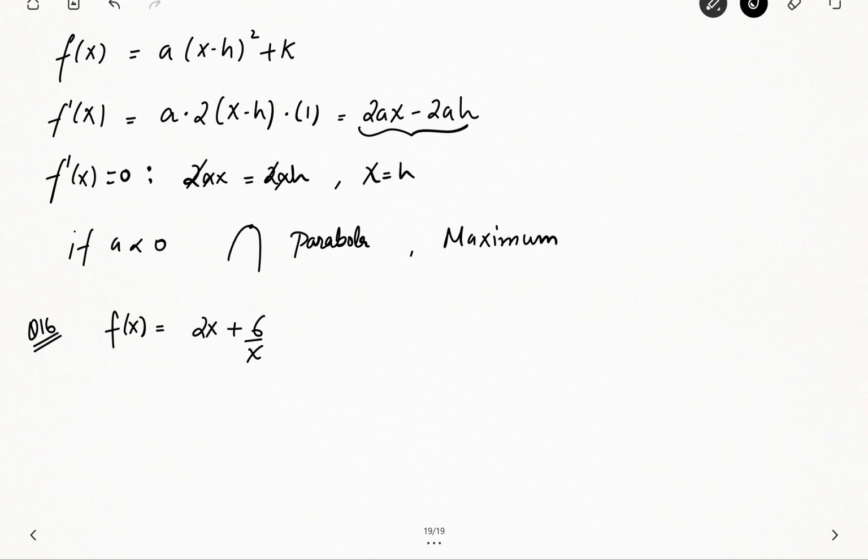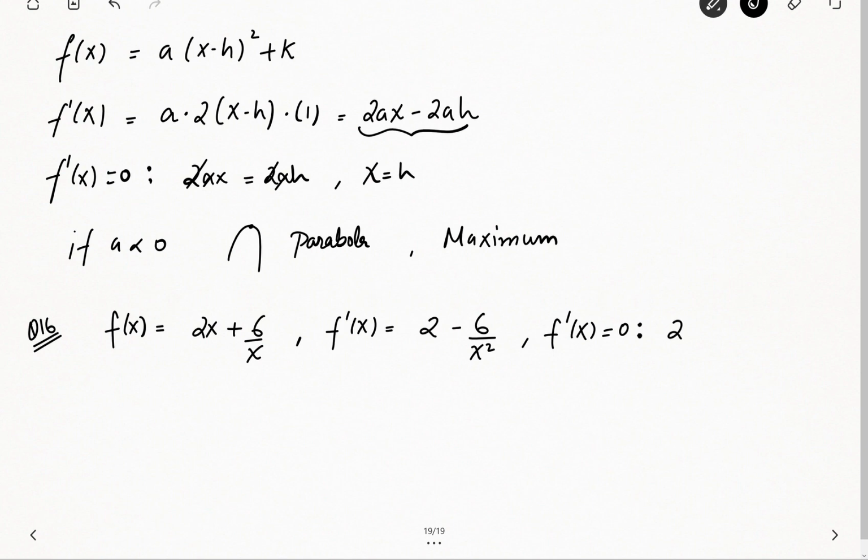So we have to figure out the critical points of the function first. So let's take a derivative of that, and that's going to give us 2 minus 6 over x squared. And the points where this is equal to 0, we're going to solve for the x values where this is equal to 0. So I make 2 equal to 6 over x squared, so x squared equals 3. And that gives x must be equal to plus or minus square root of 3. Okay, so the two values that I'm figuring out are going to be these ones.